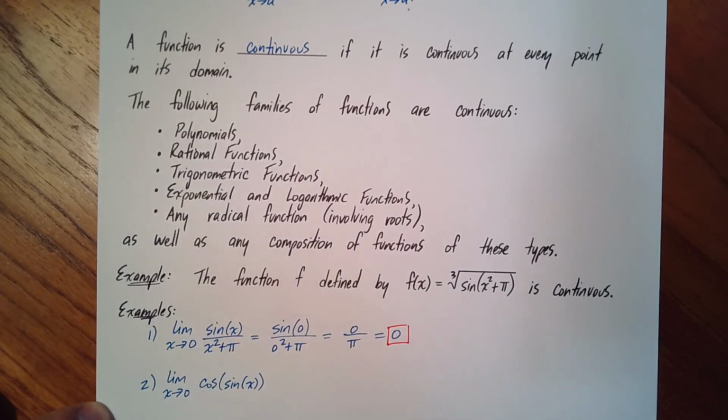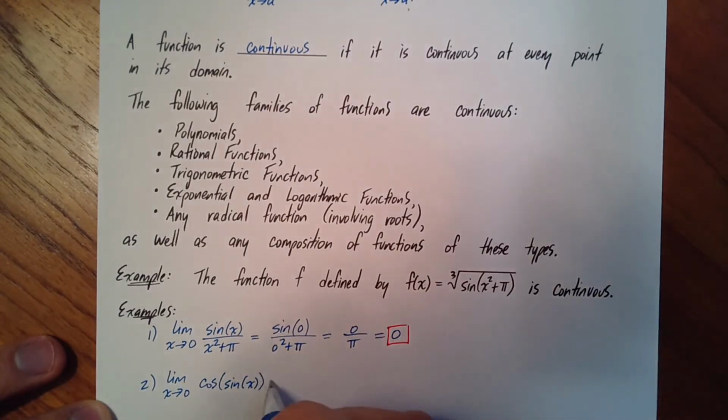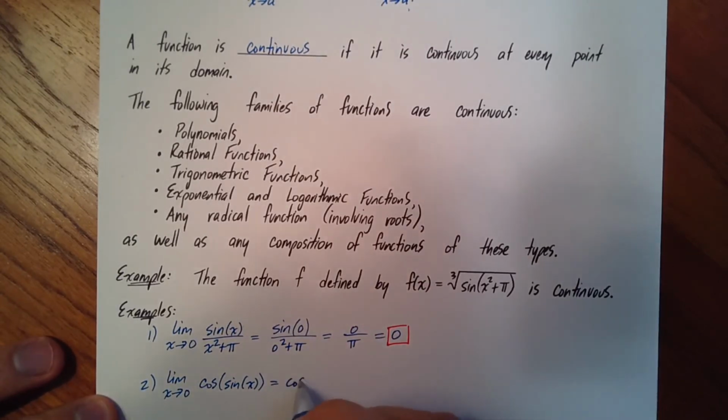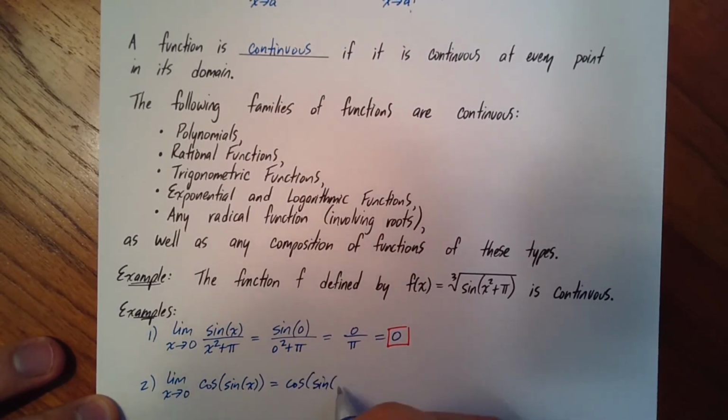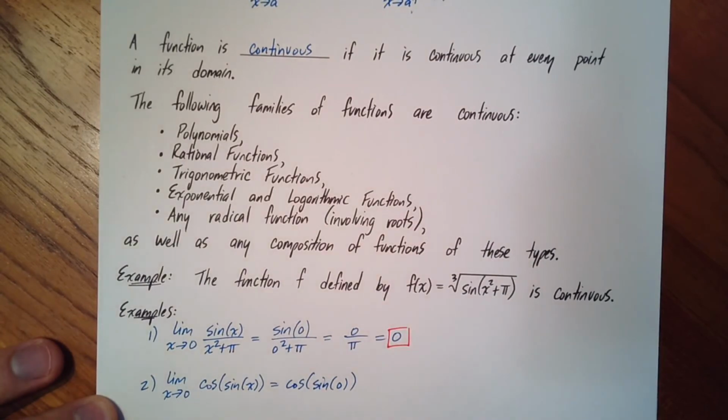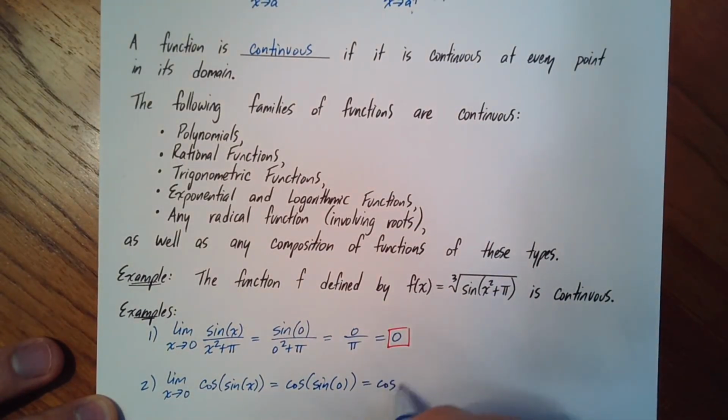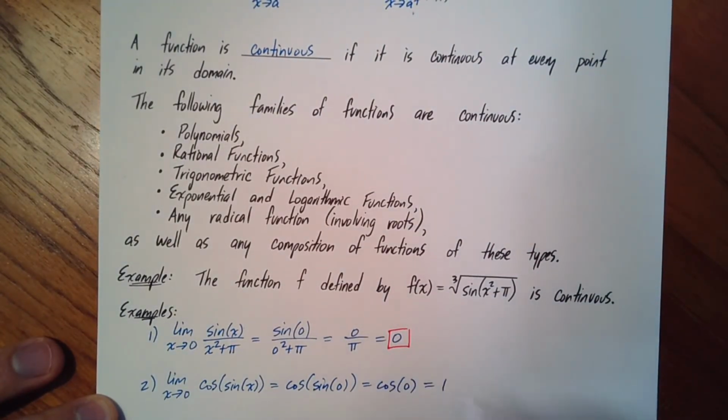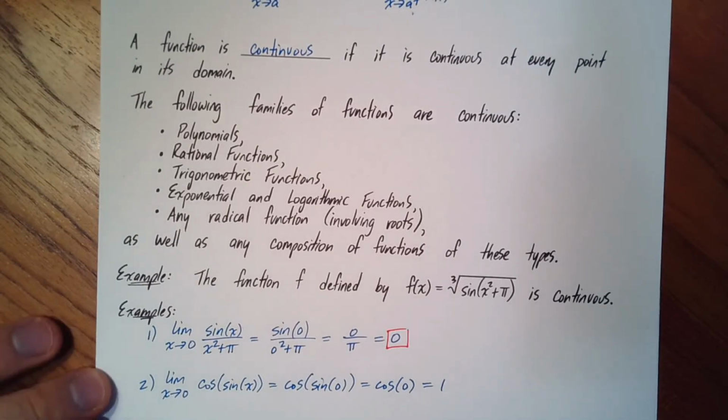That's a bit of a complicated function, but it's a composition of two trig functions, and trig functions are continuous in their domains. So that means if this function is defined at 0, you can calculate this limit by just plugging in 0. So let's just see what happens. Cosine of sine of 0. Well, sine of 0 is 0, so this is cosine of 0, which is 1. So we got a sensible value. That's great. That means we got this.